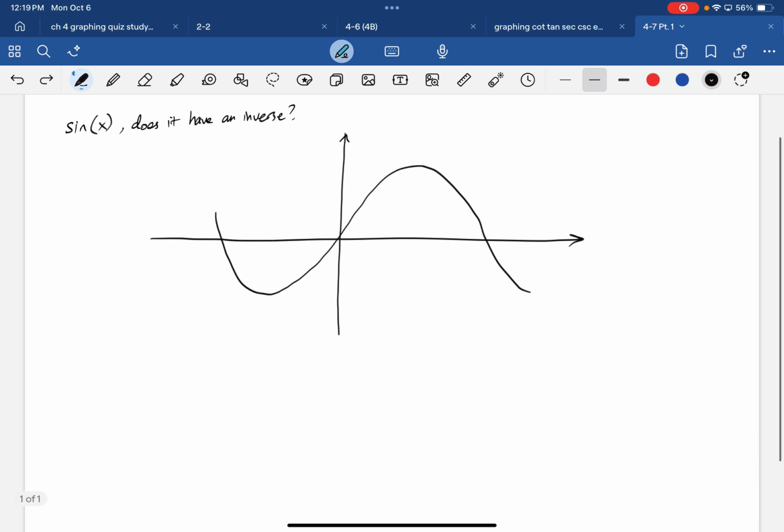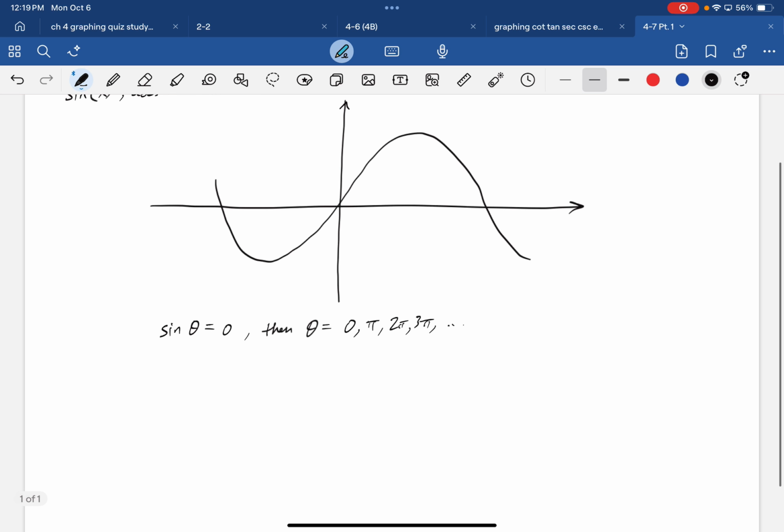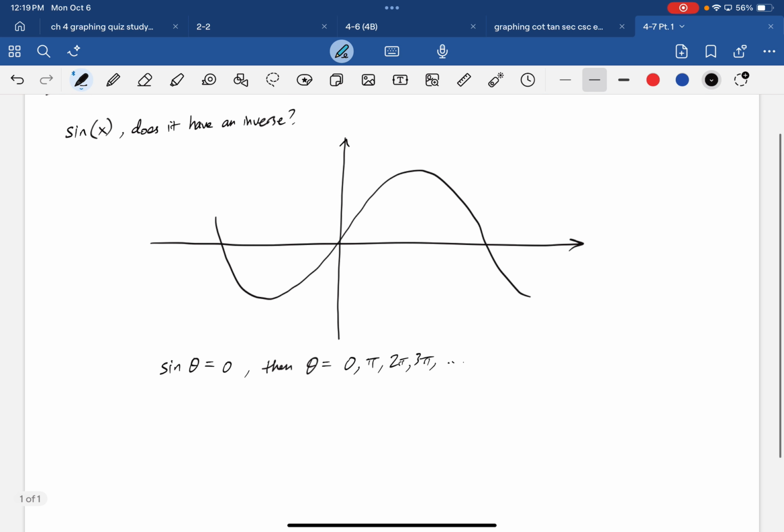For instance, if you were asked, if sine theta equals 0, what does theta equal to? Theta could be 0. What else could it be? Pi, 2 pi, 3 pi, ad infinitum, right? So there could be an infinite number of thetas that give you sine theta equals 0, which means that there is no inverse function for the sine function.